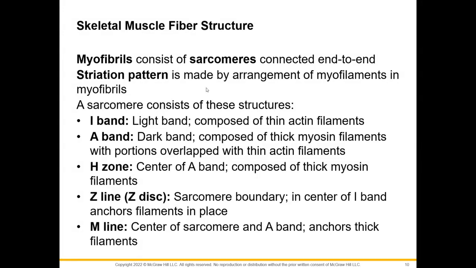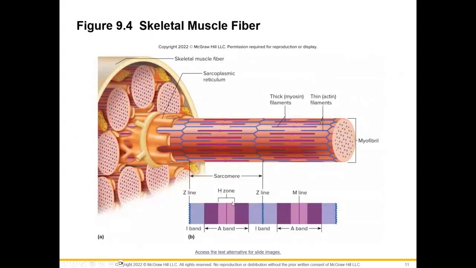You have a Z line or Z disc. This is the sarcomere boundary. It's in the center of an I band. It anchors the filaments in place. And then you have an M line, the center of the sarcomere, an A band, and it anchors the thick filaments. Okay, so this shows you exactly what we were just talking about and what we defined.